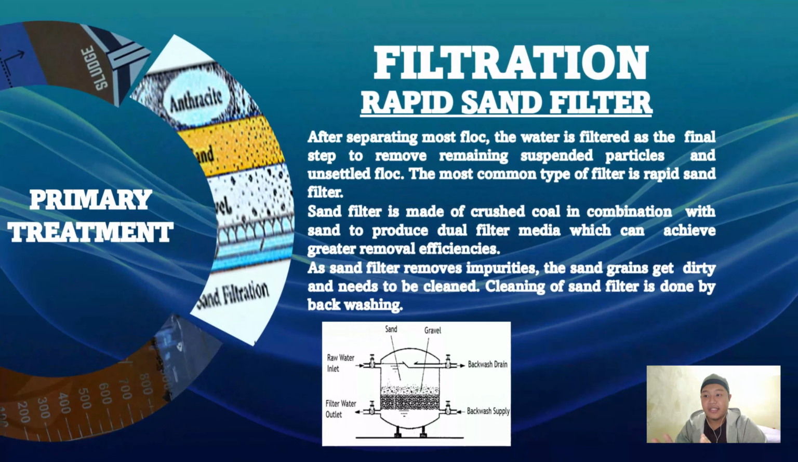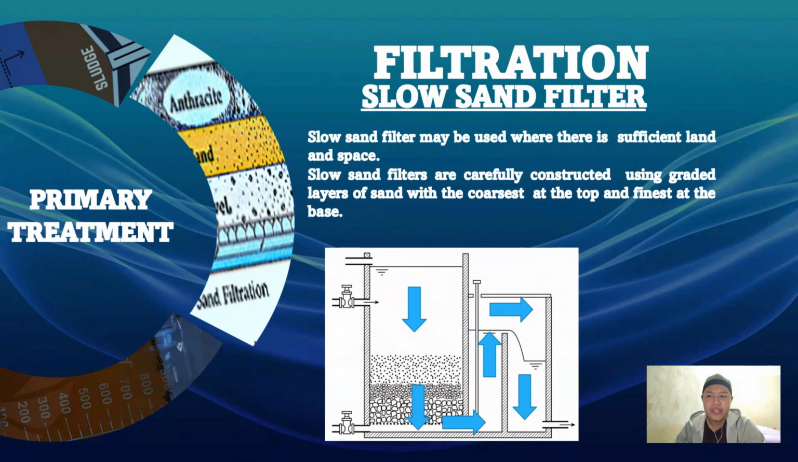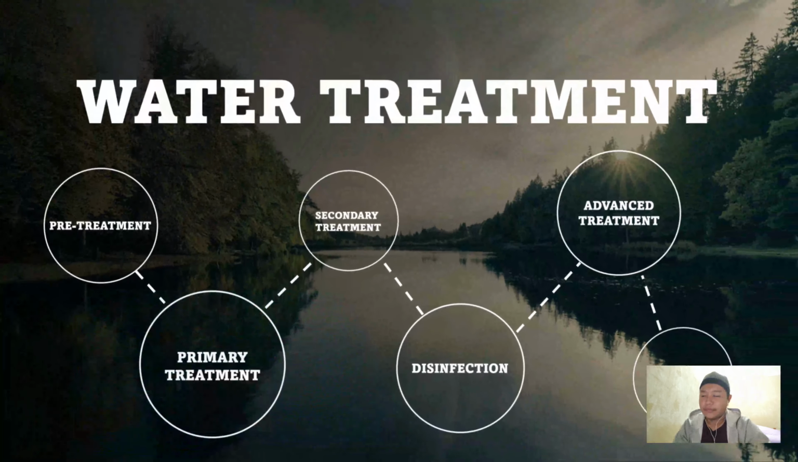Then in filtration, the water is filtered to remove the remaining suspended particles and unsettled floc. There are 2 types of sand filter used in this filtration. The first one is the rapid sand filter, which is commonly used and made from crushed coal and sand. The second type is known as the slow sand filter, which is applied where there is sufficient land and space.